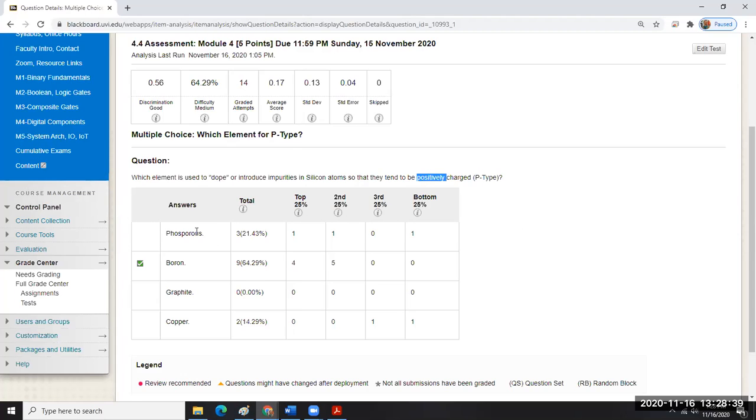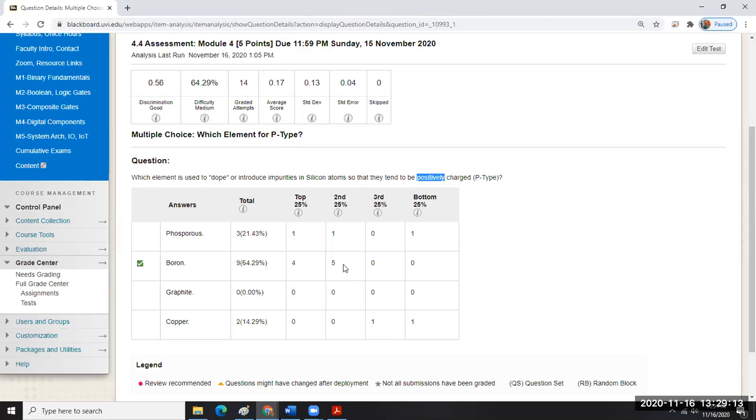Phosphorus is negative because it has an extra electron, and boron is positive. So if you have an extra electron, that means you have electrons to spare. And electrons are what make the charge negative. So when you have extra electrons, it's negative. When you have too few electrons, it's positive. So it's like a bank account. If you don't have enough dollars, well, yeah, I got to be careful about that analogy.